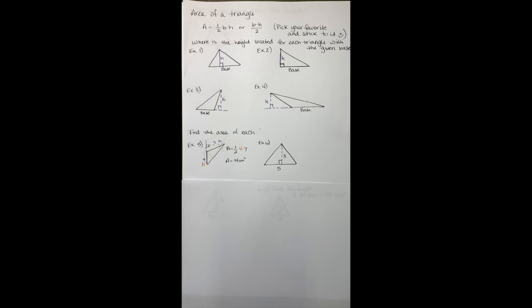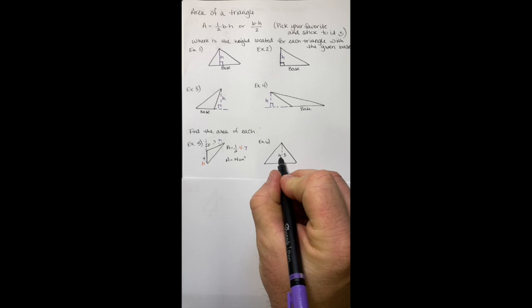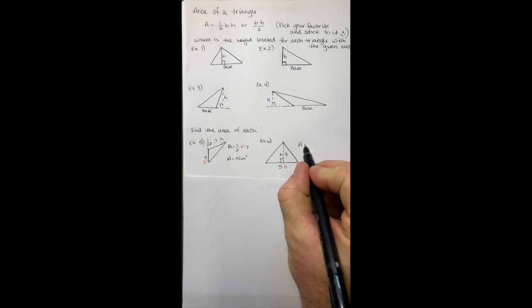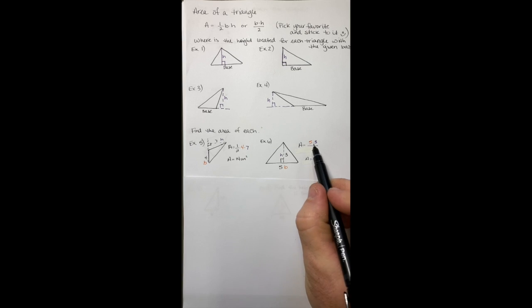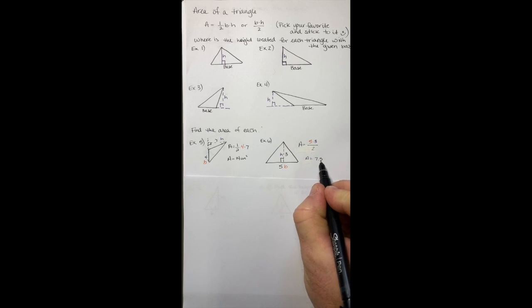Now let's take a look at example 6. This should be review for you guys, but let's go ahead and identify the base, which is here, and my height, which is here. So the area equals base, which is 5, times height, which is 3, all divided by 2. That makes it 15 divided by 2, which is 7.5 units squared.